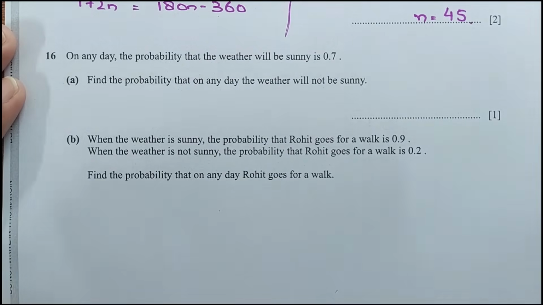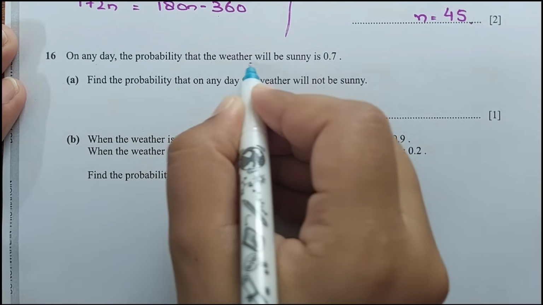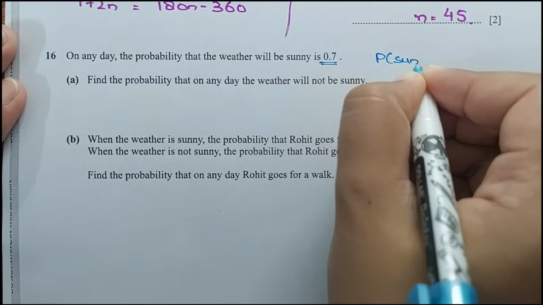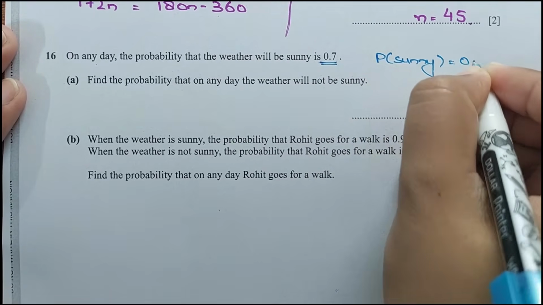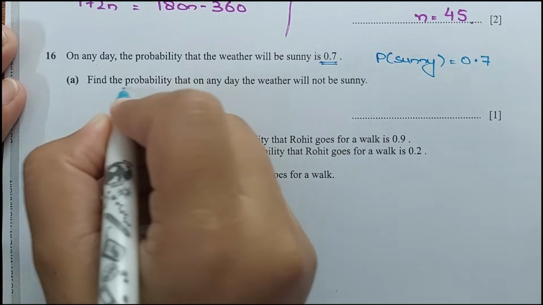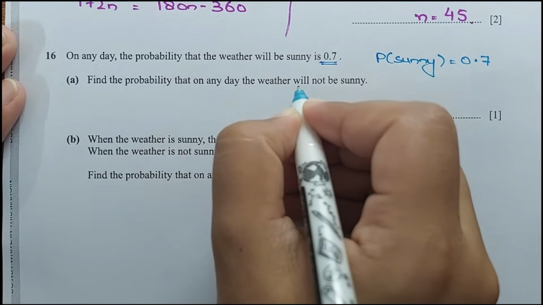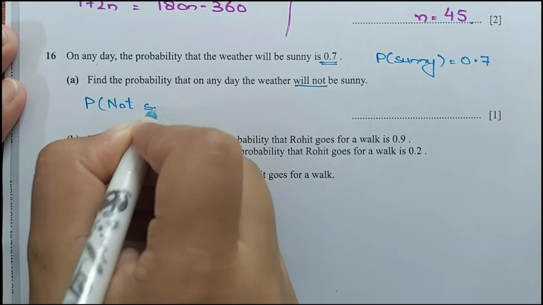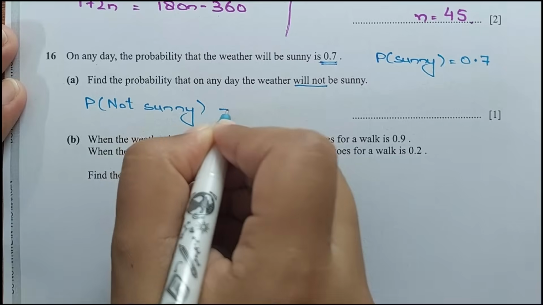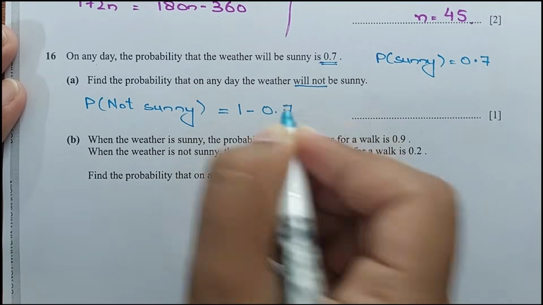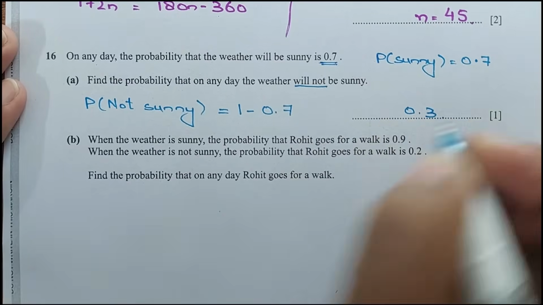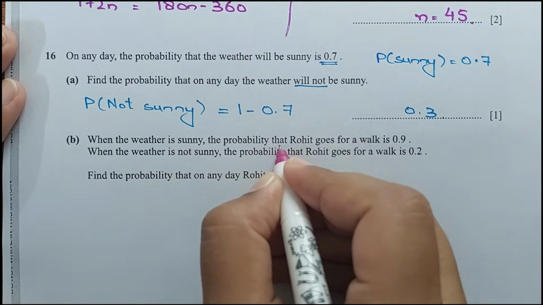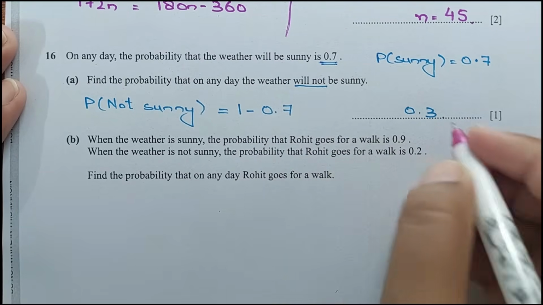Question number 16. On any day, the probability that the weather will be sunny is 0.7. So the probability of sunny is 0.7. Part A, find the probability that on any day the weather will not be sunny. So the probability of not sunny is 1 minus the probability of sunny. So that is 0.3.